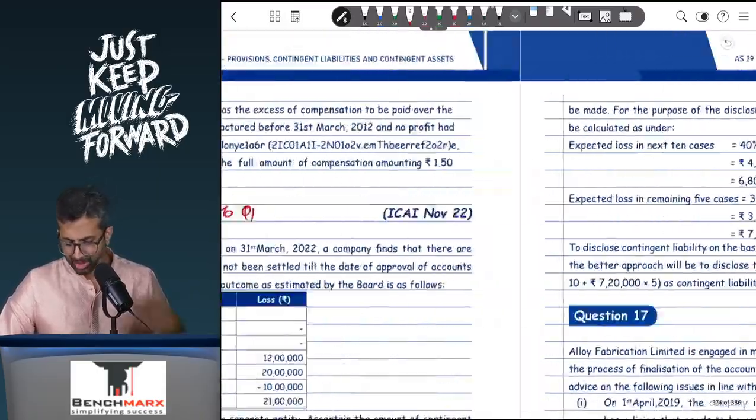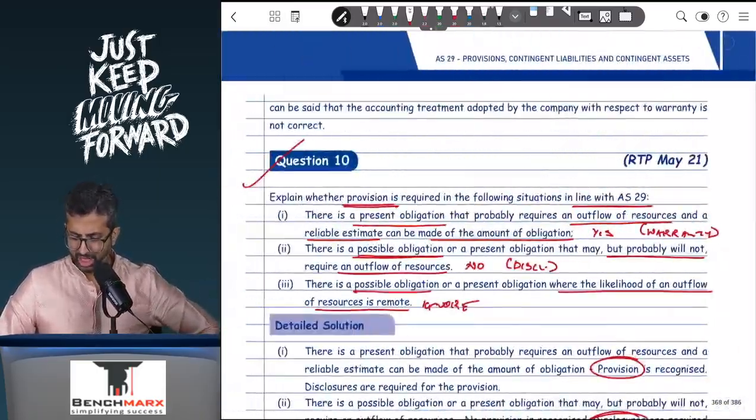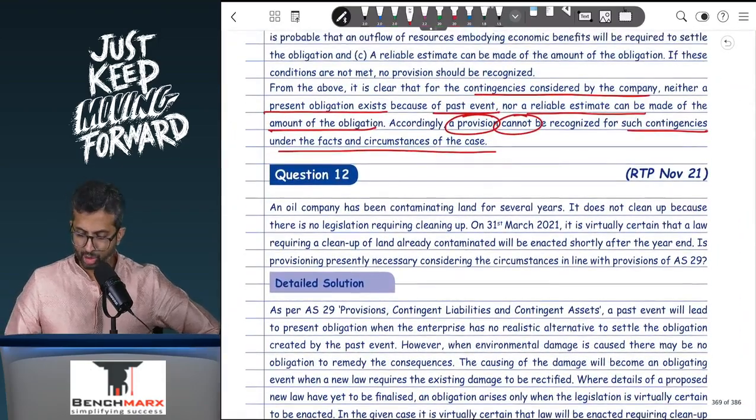Okay, so again you can just review them for a better understanding. That is question number 11. Next you go to question number 12.